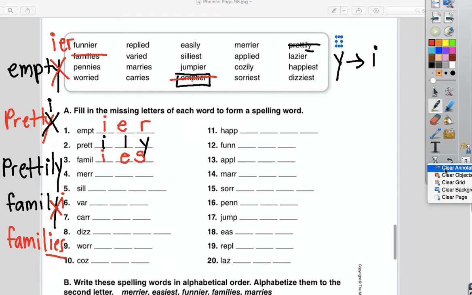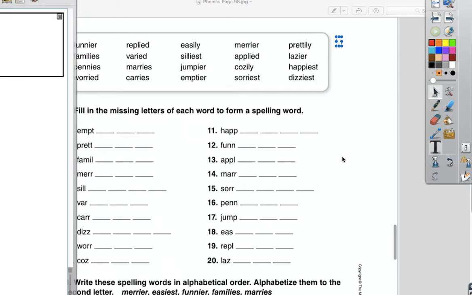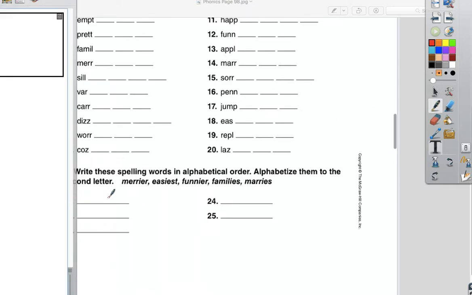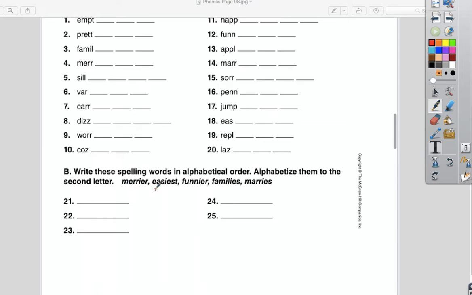Alright, let's try to move on. The bottom part is only asking you to put the words in ABC order. So for example, I know that my first word would be easiest because the letter E comes before M, F. The other words are just M and F. So I know that my first word will be easiest. Put the rest in ABC order. Remember, if the first letter is the same, you look at the second letter. Okay, and you will see which letter comes first in the alphabet.